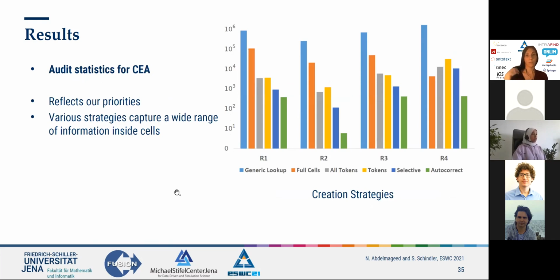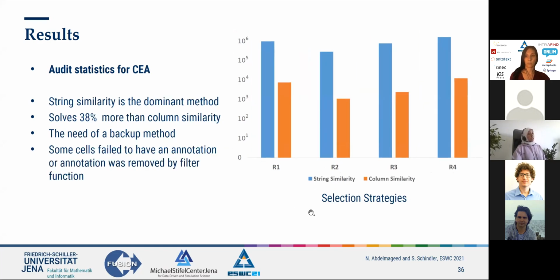Since we have various strategies solving the same task, we have also computed the effectiveness of each of them. At first, the creation strategies for CEA. The graph here reflects our priority, so which one should be executed before the others. For the selection strategies, also for CEA, we have set string similarity as our dominant one. In this case, it succeeded in solving 38% more than the other backup strategy.